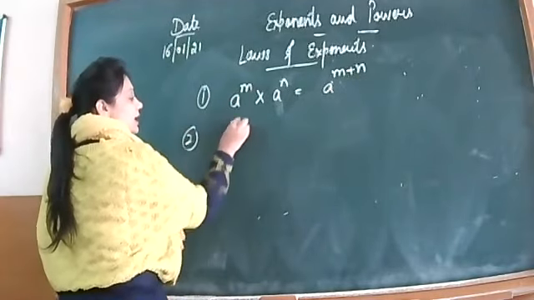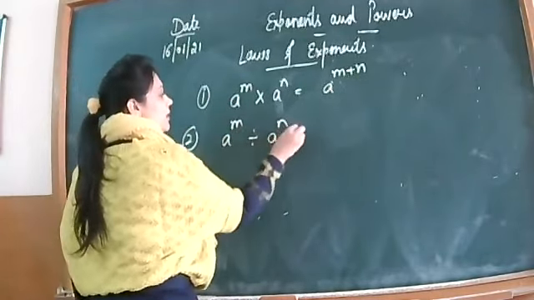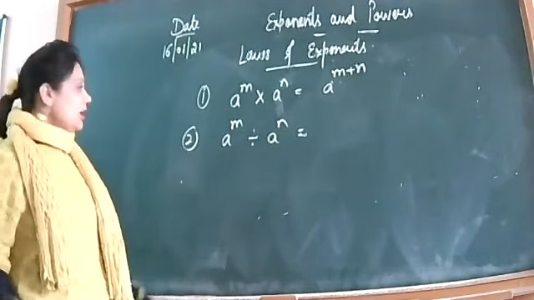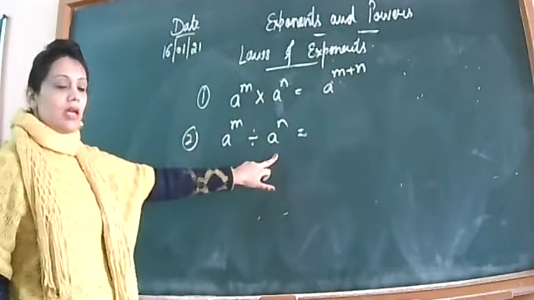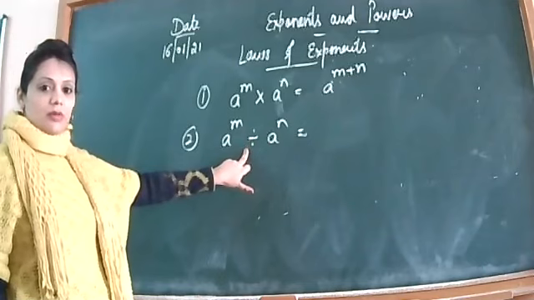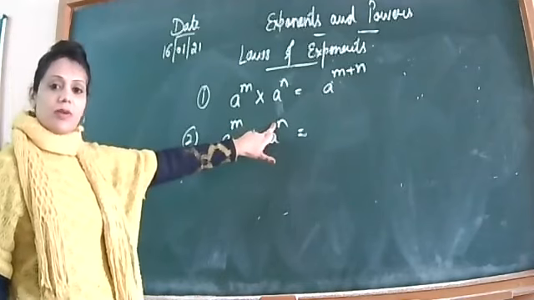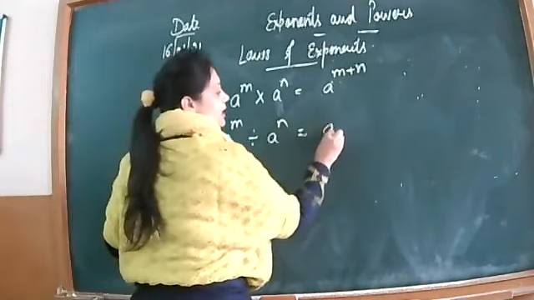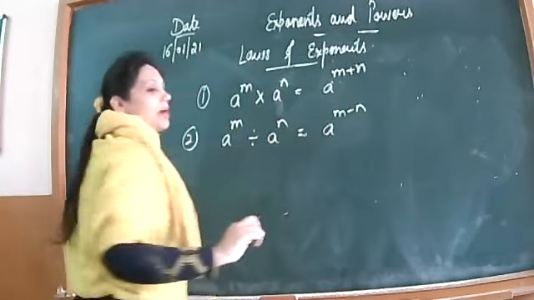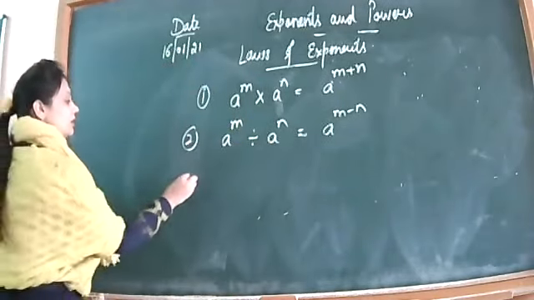Second, a raised to power m divided by a raised to power n. Now again, if the base is same and we are having division sign in between, then the powers will be subtracted. It will be a raised to power m minus n.